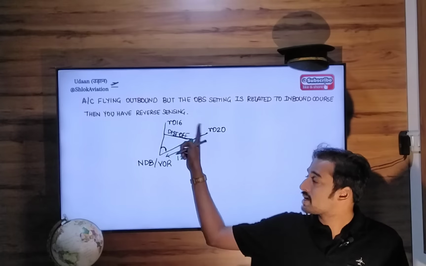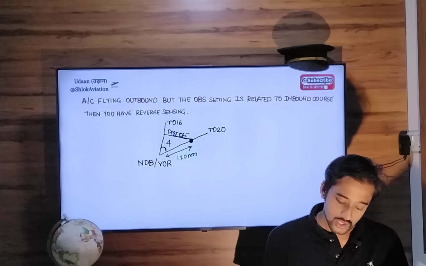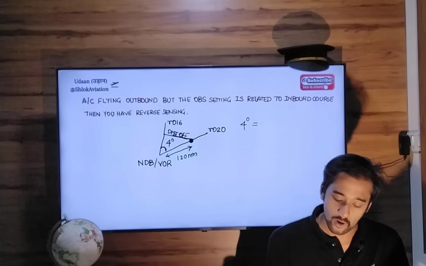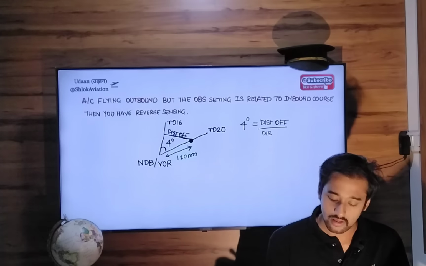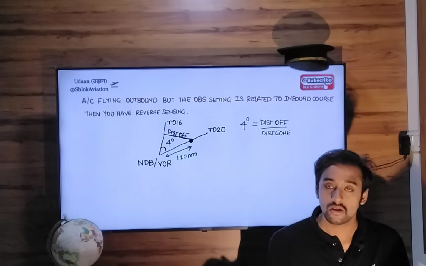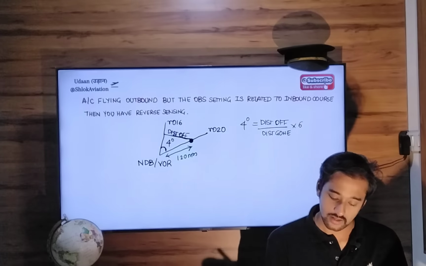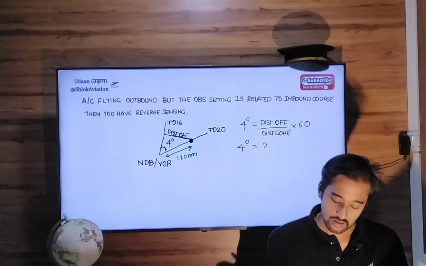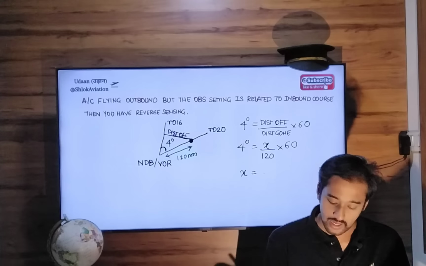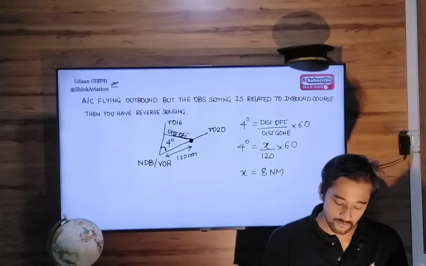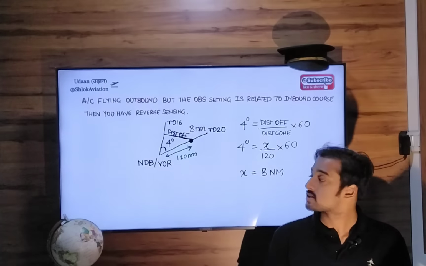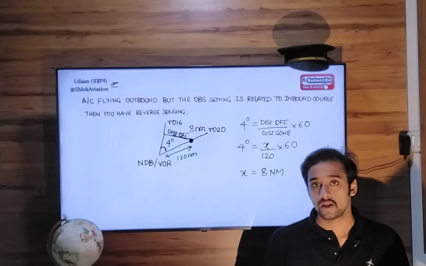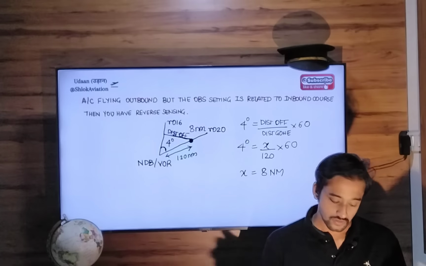The angle is how much? 4 degrees. 20 minus 16 is 4. So let's apply: 4 degrees equals distance off track, x, over distance gone, into 60. So x is 8 nautical miles. So distance off track is 8 nautical miles.